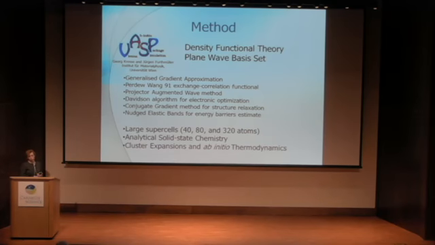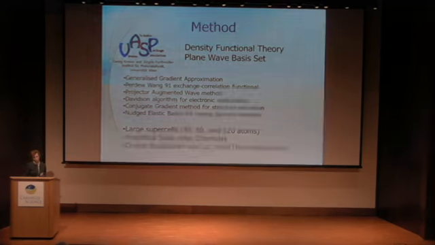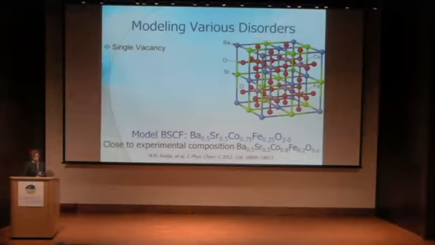Most of the calculations are performed with VASP, with density functional theory in plane wave basis set. We use large supercells for our calculations. We also used analytical solid state chemistry and some cluster expansion with ab initio thermodynamics in our research. So we started with modeling various disorders with simple defects. BSCF has a cubic structure, and you can see it on the picture. Our model composition for earliest calculations was simplified to start with small supercells. It actually didn't work, and then we enlarged it.